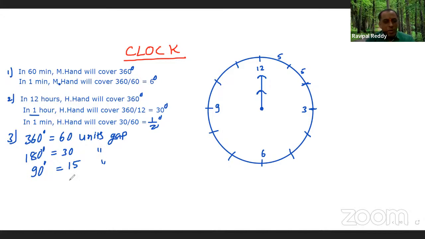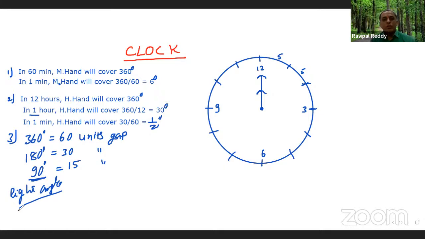So it is an important point. 90 degree means right angle. The questions are like: between 4 and 5 o'clock, at what time will the minutes hand and hours hand be at a right angle?